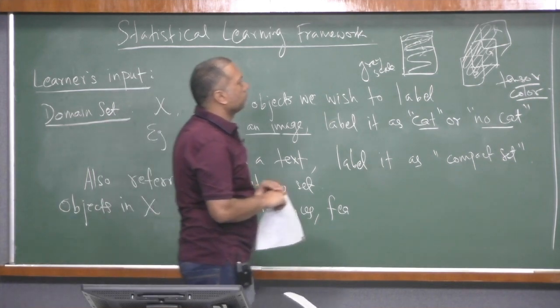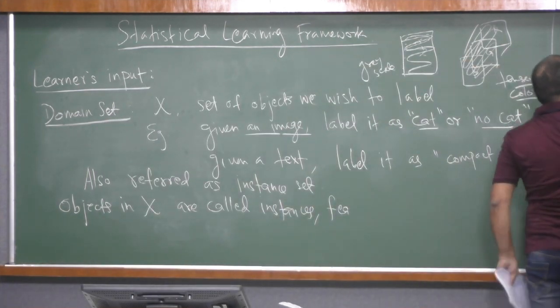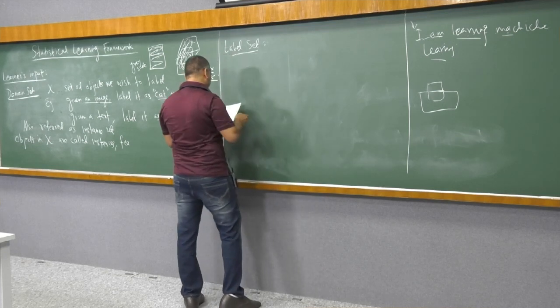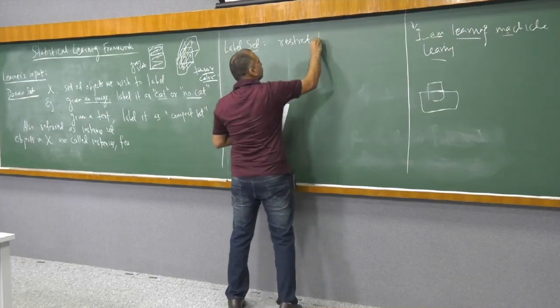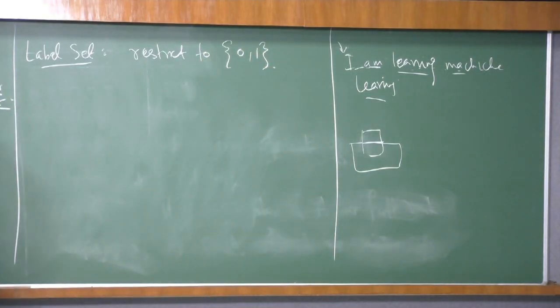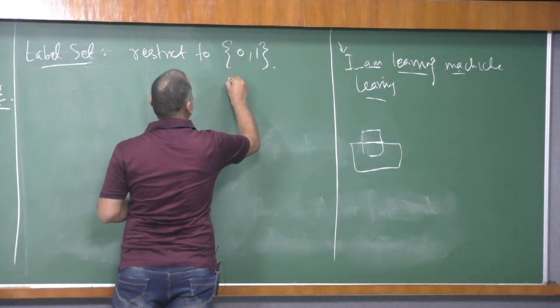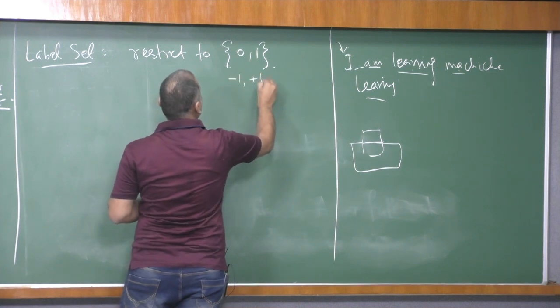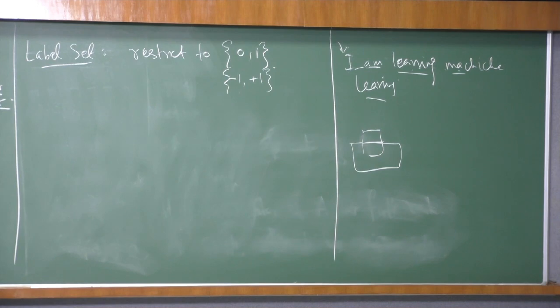But let us say we consider only a 2 class problem, then the label set we can encode as 0 or 1. So restrict to the 0, 1 set for the moment. Or this 0, 1 if you like. I mean, this is just a number. It's not necessary that it should be 0 or 1. It could be like -1, +1, and so on.